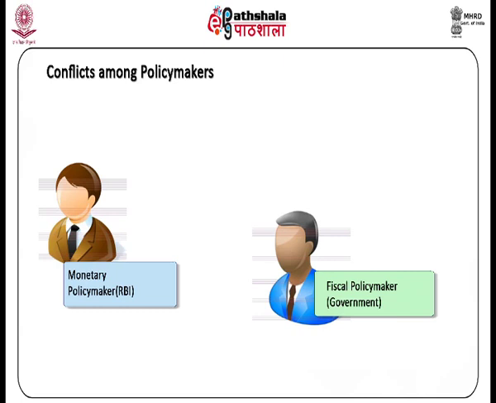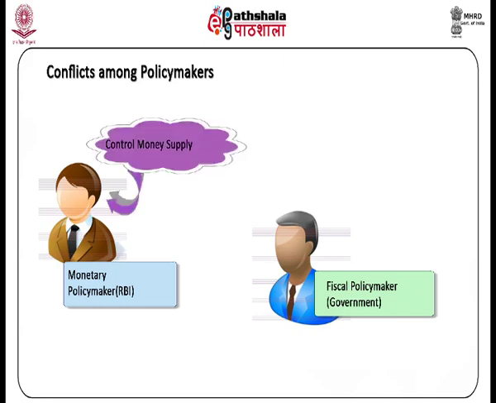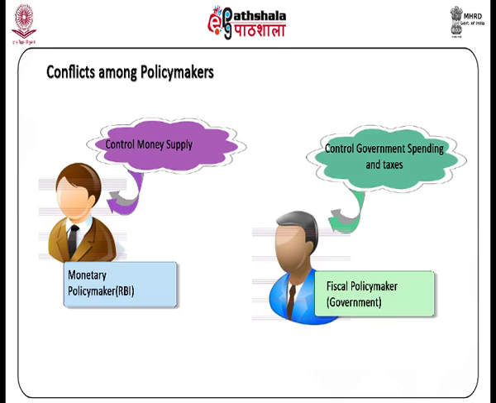The monetary policymaker, the RBI, controls the money supply and can adjust it in the pursuit of various macroeconomic goals. The fiscal policymaker, government, controls government spending and tax collections and can adjust them as it pursues its macroeconomic goals. The monetary authority is largely independent of the fiscal policymaker.